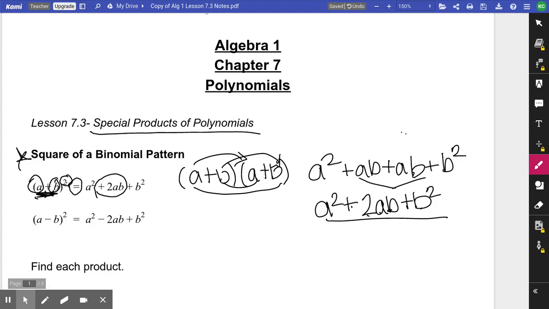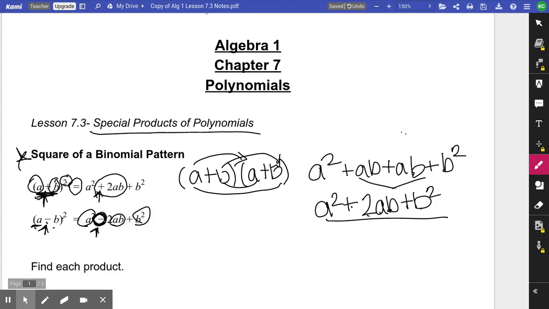Okay, the same way works if you have a minus sign in the middle. If you have a minus b squared, you're still going to square your first letter. So we're still going to start with a squared. We're still going to take 2 and then multiply our numbers together. Okay, and then we're going to have our b squared, our last number squared, except you're going to have a minus sign in front of your middle term instead of a plus. So whatever your sign is here, that's your sign before your second term.